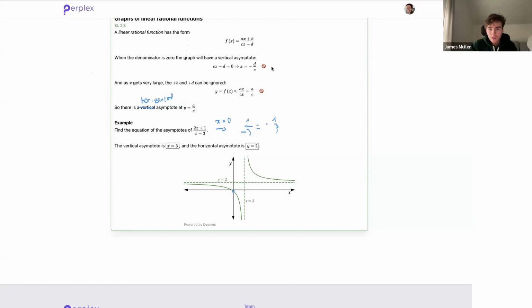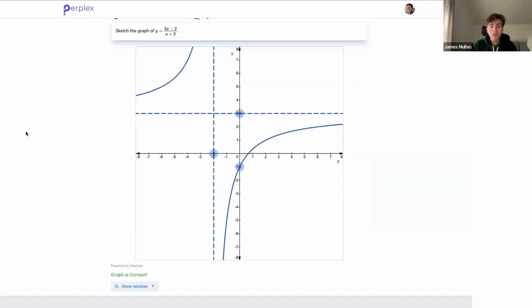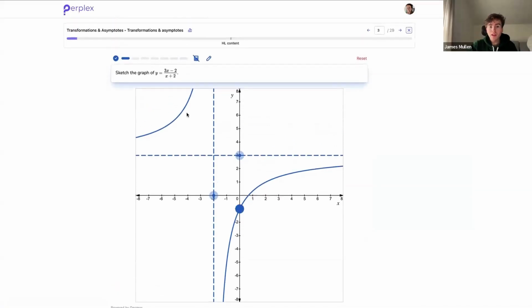And then, how did you get the y-intercept again? Okay, let me go to the next slide. So I got the y-intercept, remember, by plugging in x is equal to 0, because the y-axis is the line x is equal to 0. That's the definition of the y-axis. So I plugged x is equal to 0 into this expression. I did 3 times 0 minus 2 over 0 plus 2, which is equal to minus 2 over 2, and that is minus 1, right? So minus 1, okay.